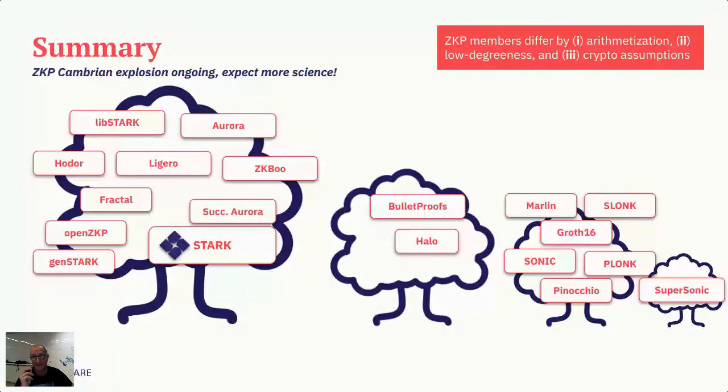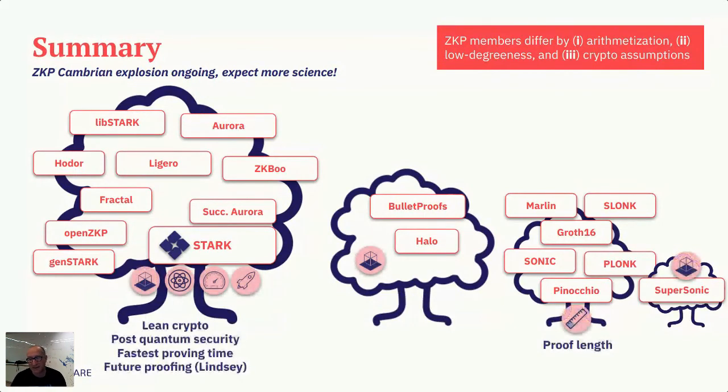I apologize for that. But at a very high level, the ZKP systems differ by their arithmetization, by how they enforce low degreeness, and by what cryptographic assumptions they use to underpin that low degree compliance. There are various prizes. I'm sure there are others and more, but these are the ones we discussed, or I chose to discuss today. It's a very, again, biased choice.